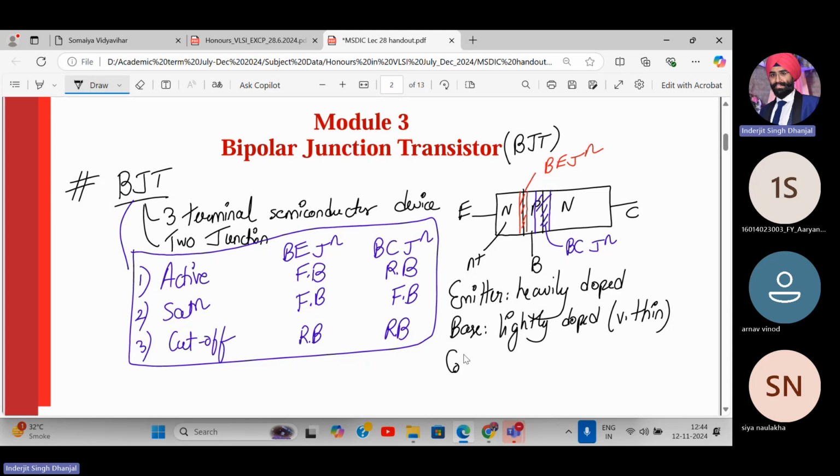And what about the collector? The collector has the largest area. It has a larger area and is moderately doped, because it has to collect all the electrons injected from the emitter towards the base, and they are collected at the collector terminal. So this is it.